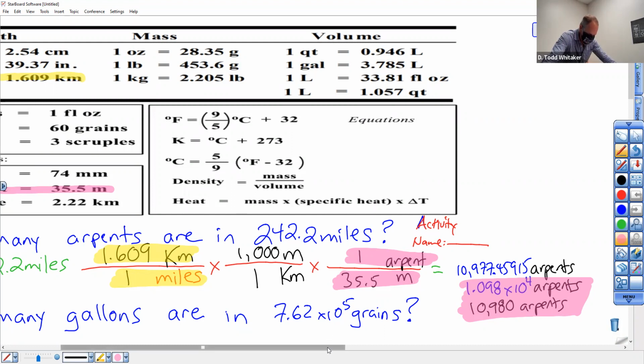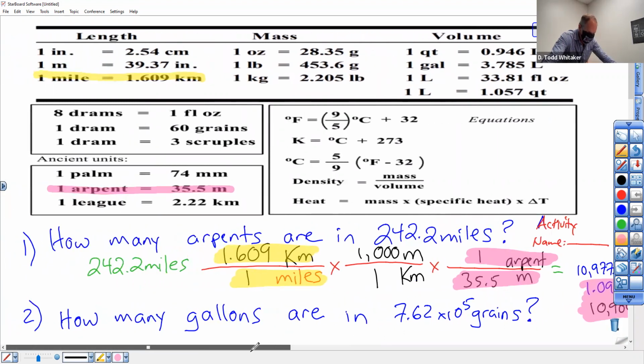Nobody talks in arpents. And then how many gallons are in 7.62 times 10 to the 5 grains? We got to find grains. Got to write down grains. It's the number we need to convert.